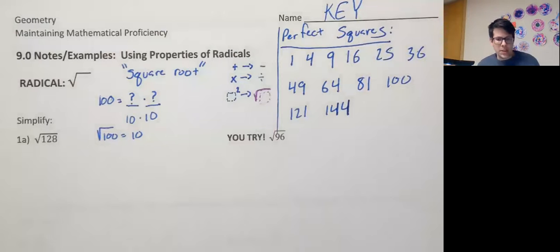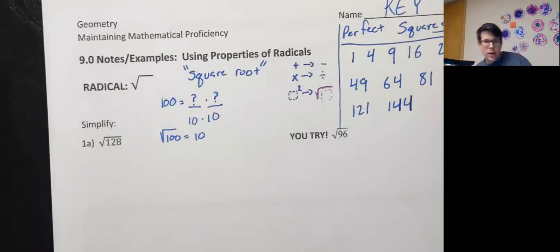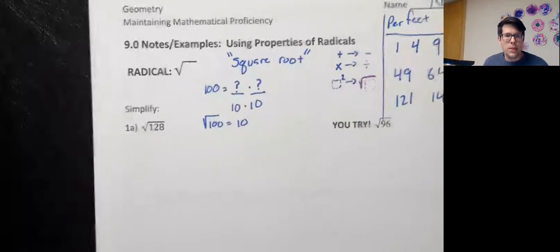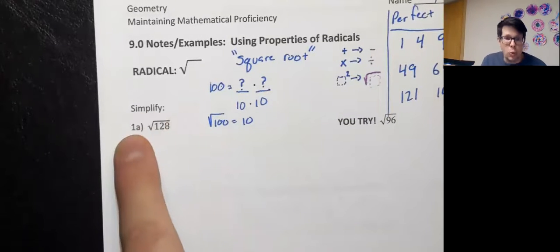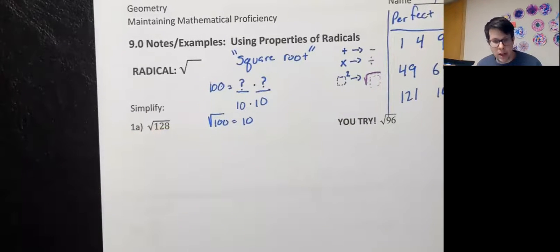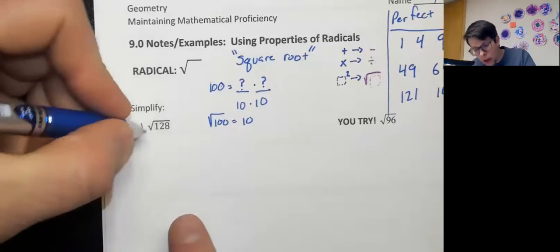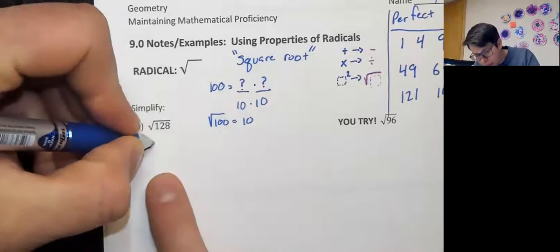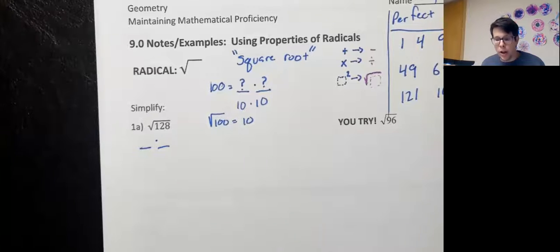Okay, let's take a look at some of these other ones. So now what I have right here is a couple of problems, and I want to see if I can simplify these. I want to see if I can take the square root of these numbers that I have right here. So 128 is the first value. My first idea would be, well, just like I had before, what is a number that multiplies by itself to give you 128?